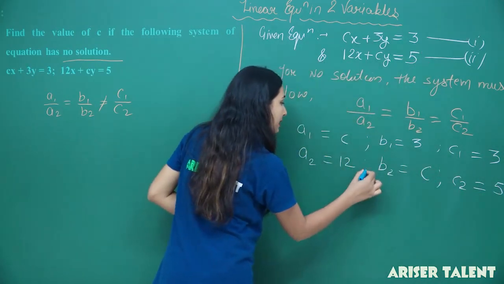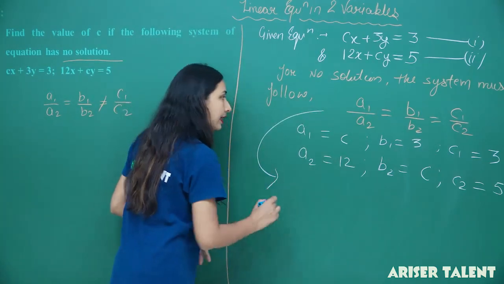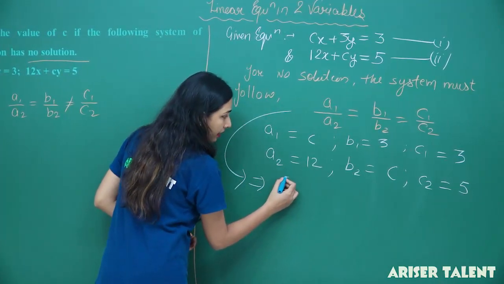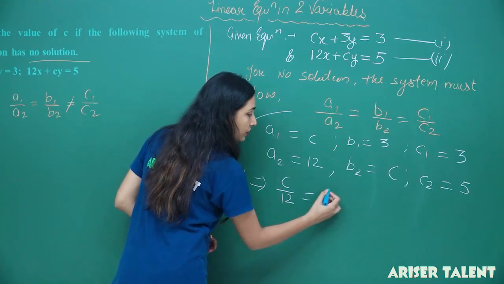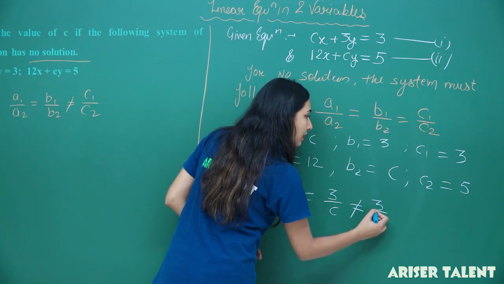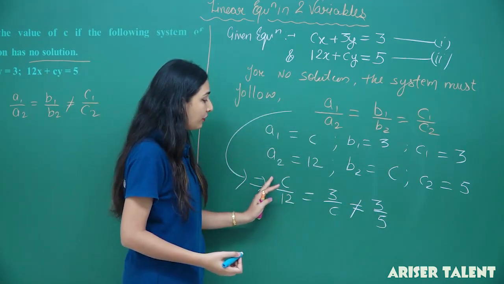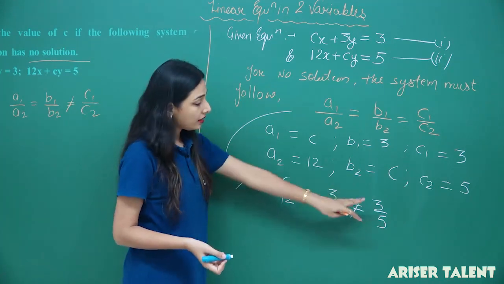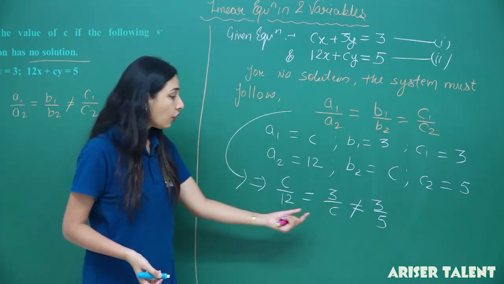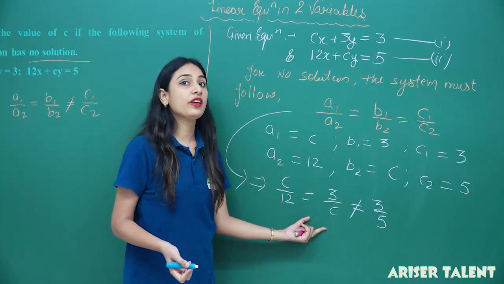I can separate it by semicolon. Okay, so if I apply this, it becomes C by 12 equals 3 by C, not equal to 3 by 5. Now, we have to find the value of C in such a way that it does not give the value 3 by 5. C cannot be 5, because if it is 5, it becomes 3 by 5 and that will not satisfy the condition.